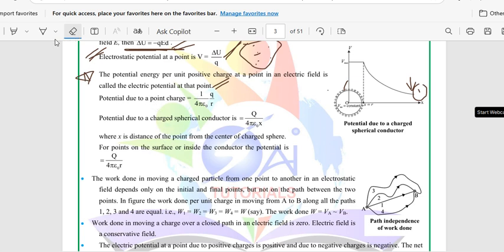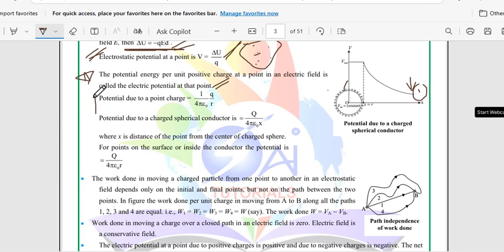So the electric potential due to a point charge, I have derived, is equal to 1 divided by 4 pi epsilon naught into Q divided by r. This is the expression for electric potential due to a point charge. Now the potential due to a charged spherical conductor, I have derived, is 1 divided by 4 pi epsilon naught into Q divided by r.